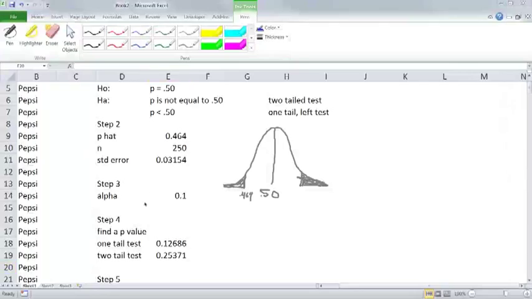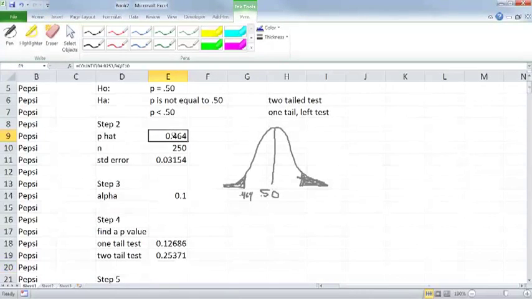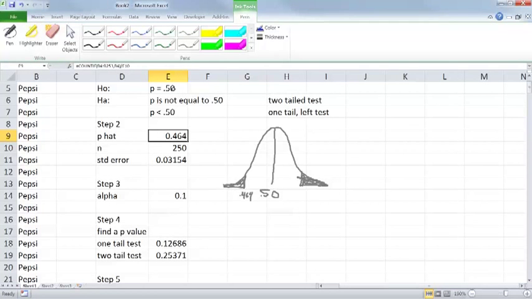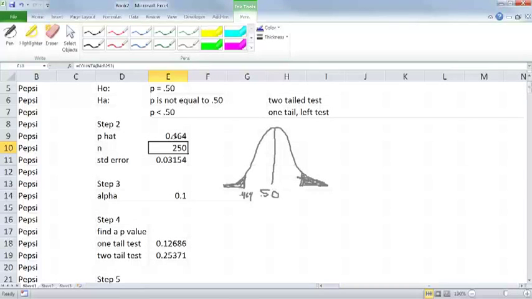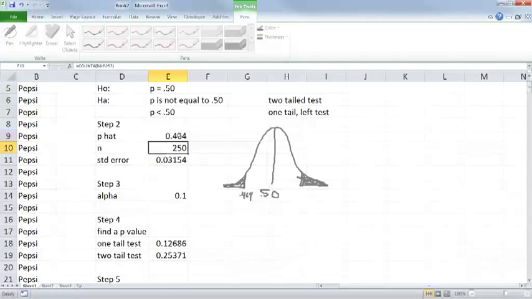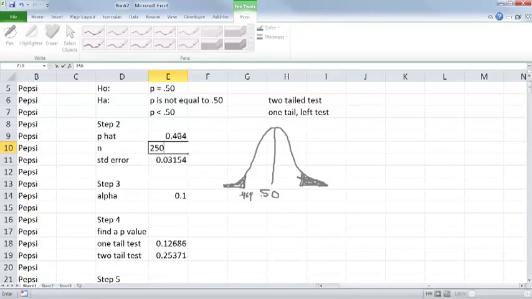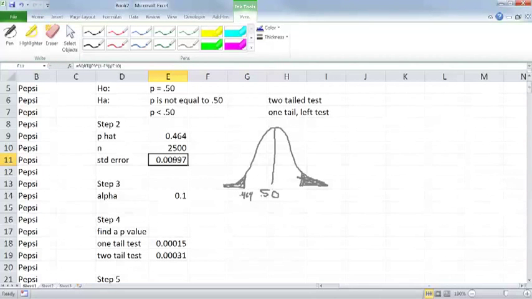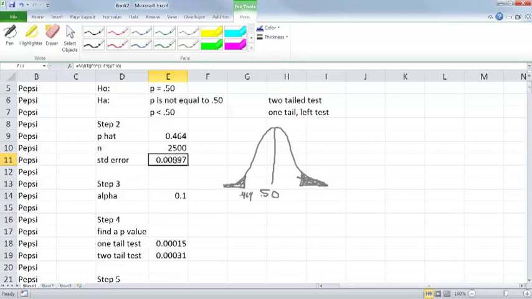So this is interesting. How do we actually prove this? Because look, 0.464 is different than 0.50. It is different. The way to really prove that it's different is to get a really big sample size. So 250 is pretty big, but what happens if I have 2,500 instead of 250? What that does is make my standard error way small.